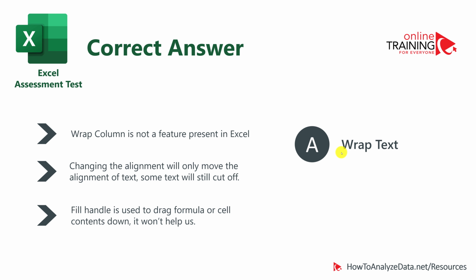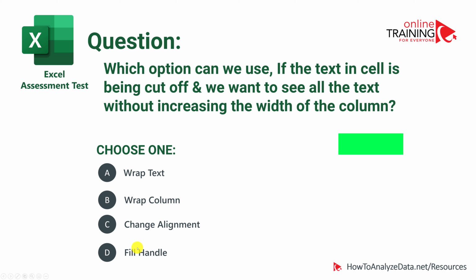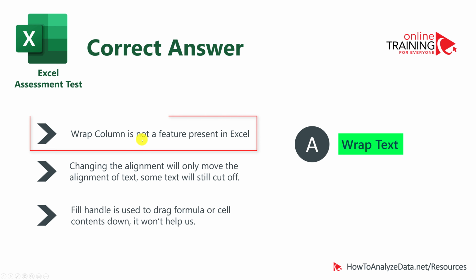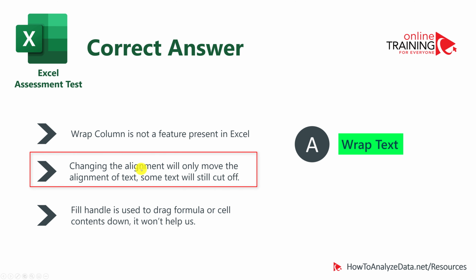So the correct answer here is A, which is wrap text. And let's look at other choices that have been presented here in the questions: wrap column, change alignment, and then fill handle, and why they're not the right choices. So wrap column is not a valid feature in Microsoft Excel, and then changing the alignment will only move the alignment of the text, and some text will still be cut off.